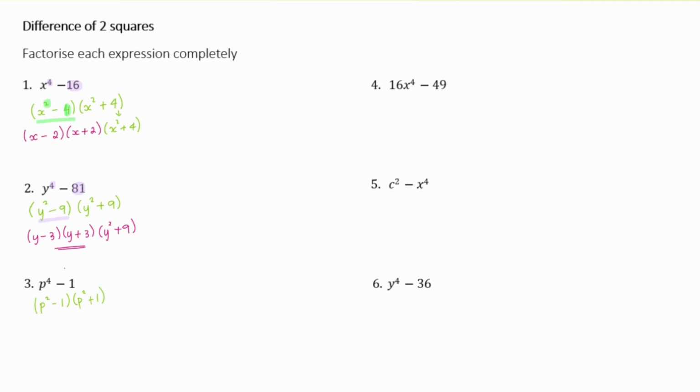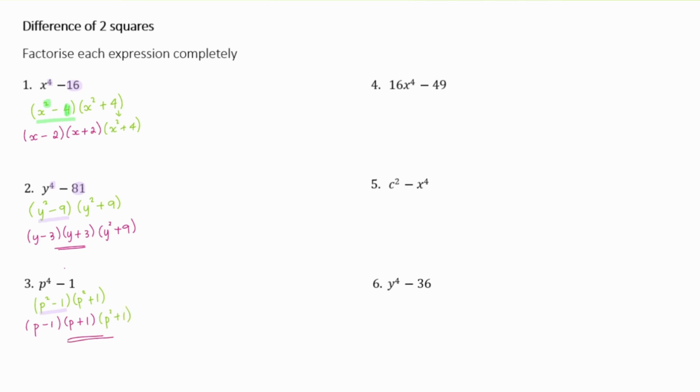We can then notice that the first bracket is a difference of two squares, which we can further factorize as p minus 1 and p plus 1. So that is the first bracket factorized further, and the second bracket would just remain the same, and we would put it as a third bracket for our final answer, p squared plus 1.